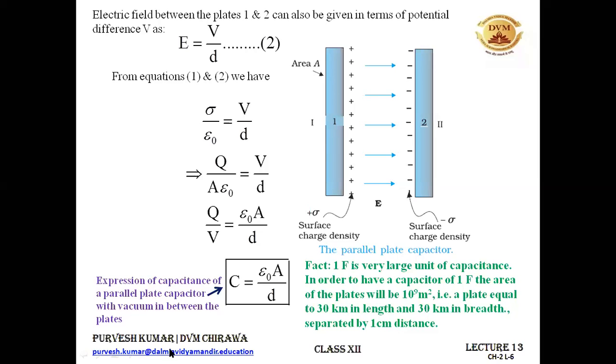So 1 farad is such a large quantity of capacitance that, in order to make a parallel plate capacitor with a capacitance of 1 farad, the plates would have to be 30 kilometer in length and 30 kilometer in breadth, separated by 1 centimeter distance, and that is quite large. We know it's not practically possible to have such large plates. That's why it is not practically used, because the dimensions of the capacitor will be very, very large.